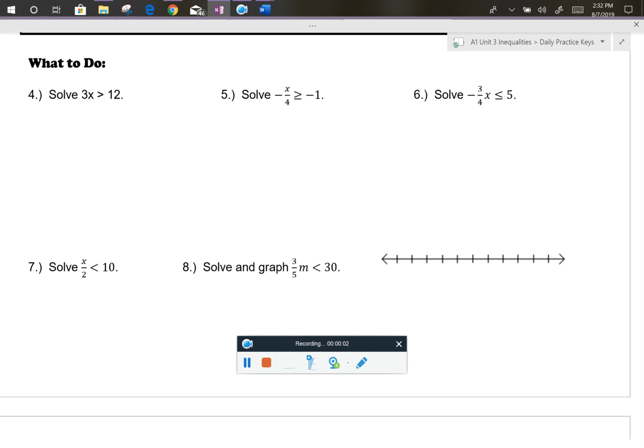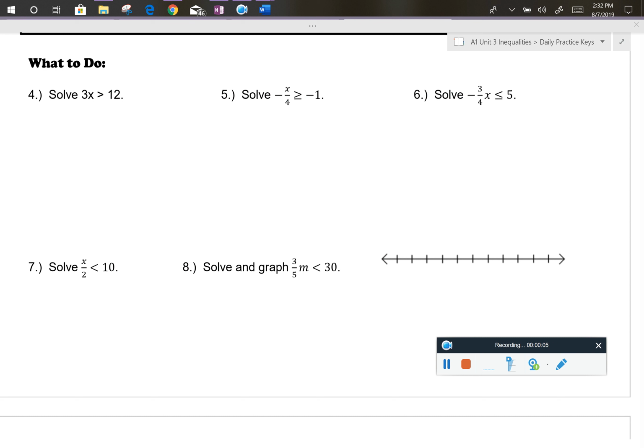Solve 3x is greater than 12 by dividing both sides by 3, so x is greater than 4. Solve the opposite of x divided by 4 is greater than or equal to -1.